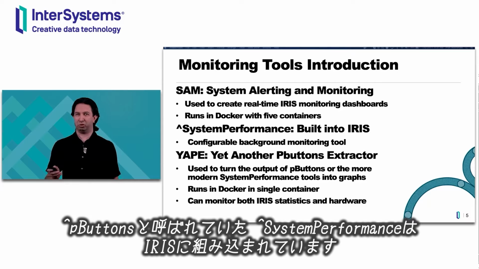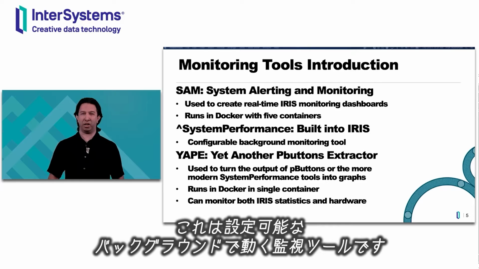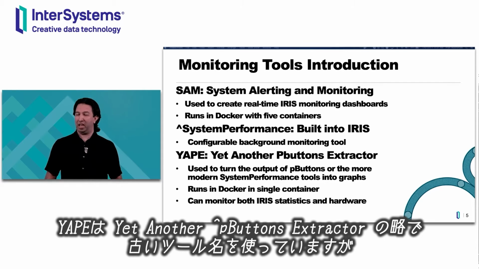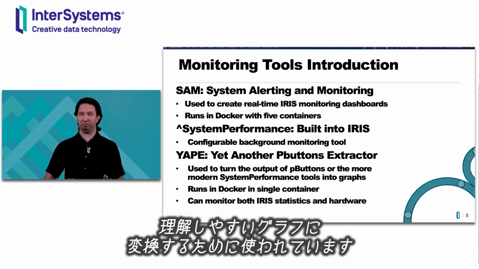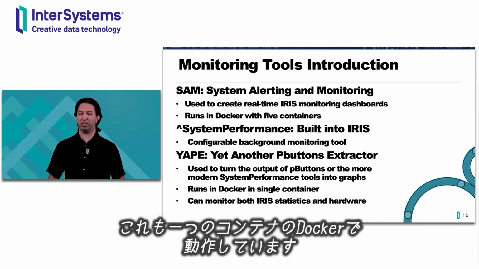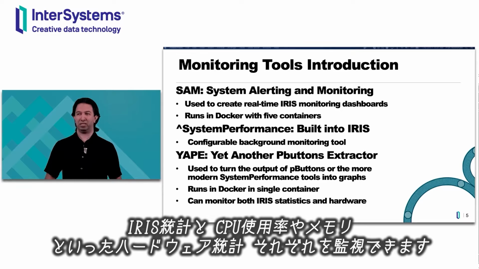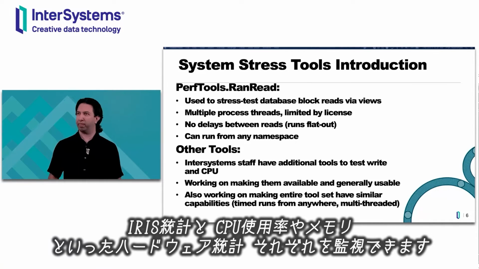System Performance, which was formerly called pButtons, is built into IRIS, and it's a configurable background monitoring tool. Yape, yet another pButtons extractor, you can see that the name is a little old, is used to turn the output of either pButtons or System Performance into graphs that are easy to read and understand. That also runs in Docker in a single container. It can monitor both IRIS statistics and hardware statistics like CPU usage or memory.